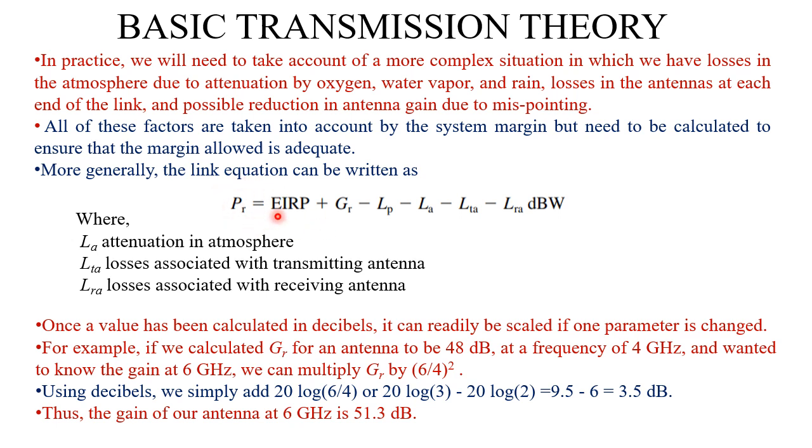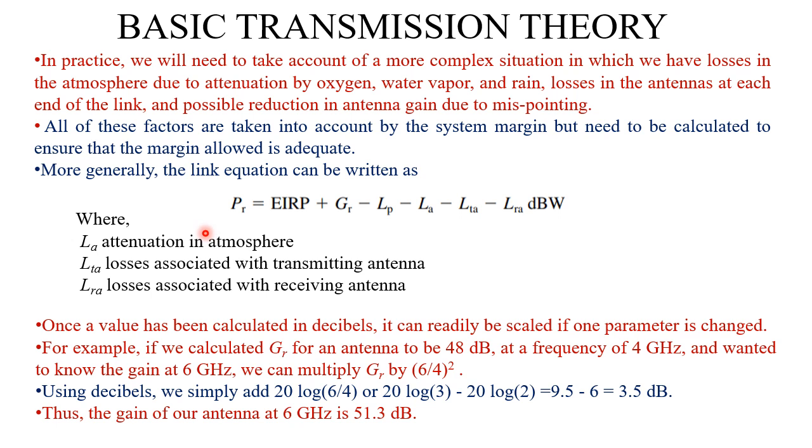PR equal to EIRP plus GR minus LP that we have already described. Now we have to add some more losses, and we said that all the losses are actually subtracted. That is why all these losses come with the negative sign. Okay, so we have to add LA, LTA and LRA, where LA is the attenuation in atmosphere.